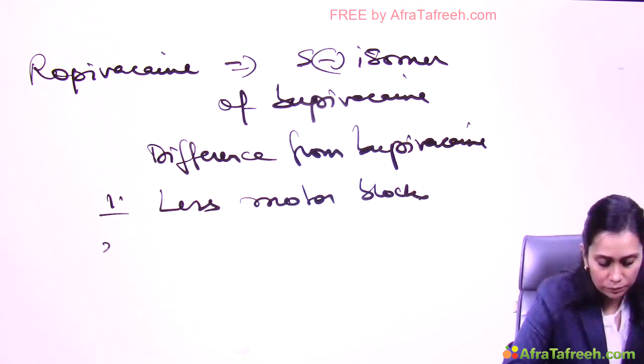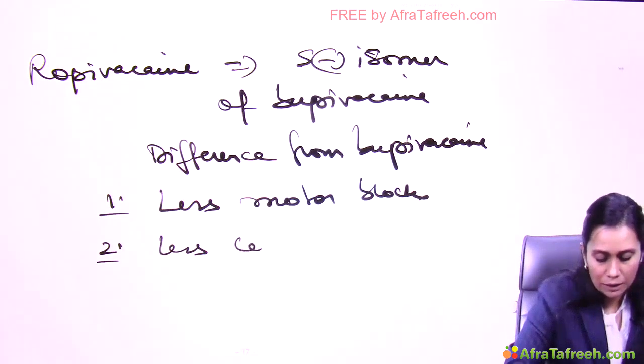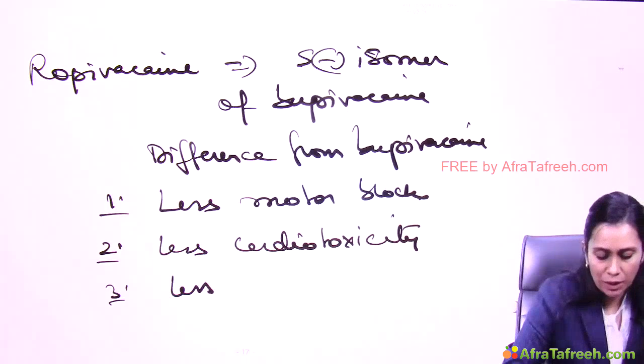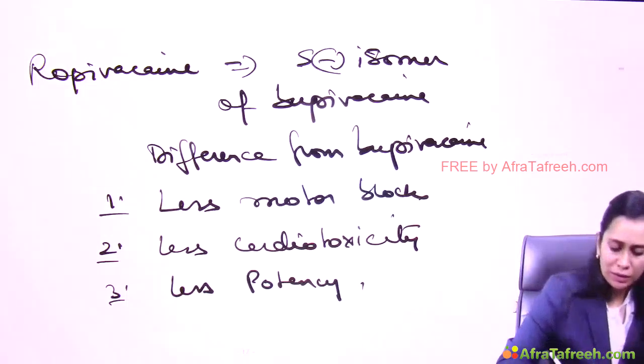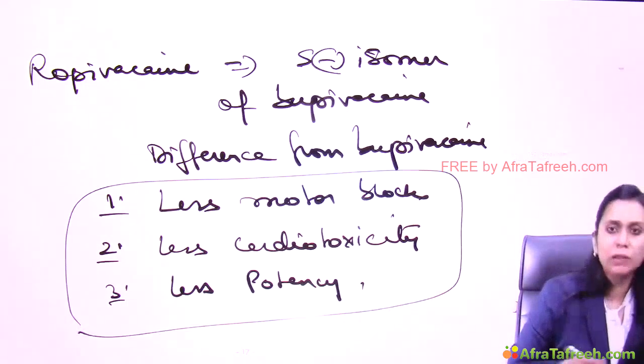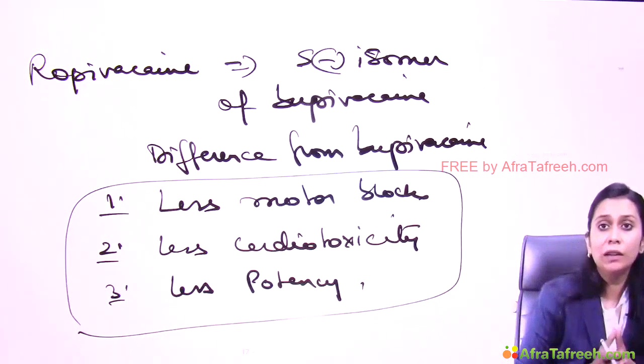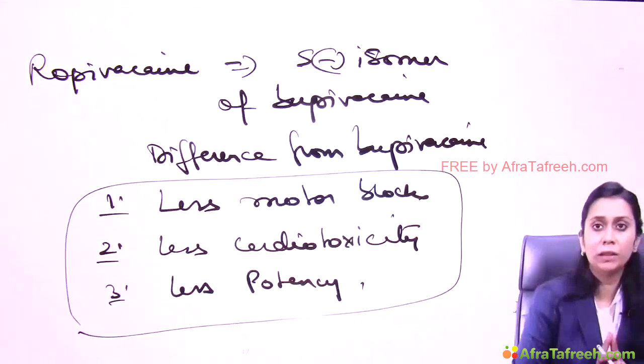Number 2, less cardiotoxicity. And number 3, less potency, a little bit of potency reduced. Got it? These are the 3 differences of ropivacaine from bupivacaine. Otherwise, it is exactly bupivacaine. If bupivacaine is contraindicated for IVRA, ropivacaine is also contraindicated for IVRA. It is better than bupivacaine in safety profile, but not as good as lignocaine. So this is all about ropivacaine, a better bupivacaine.